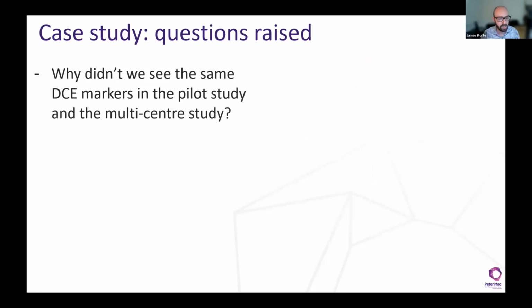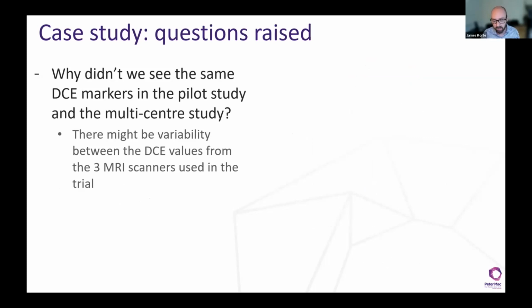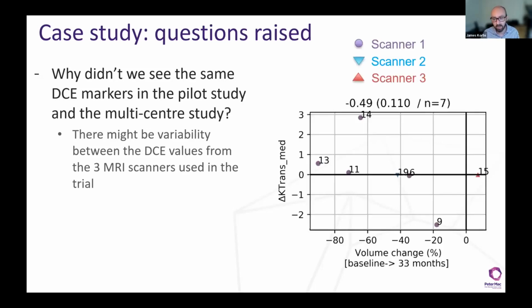Similarly, for the DCE markers in the pilot study, one of the markers which was significant was Ktrans, but we didn't see that in this follow-up. And I should say as well that the pilot study was a single-center, single-scanner study, so there were no concerns about reproducibility. So again, maybe there just is nothing to see there, and the pilot study might have been due to some other factor. But it also might be that there's some variability between the scanners.